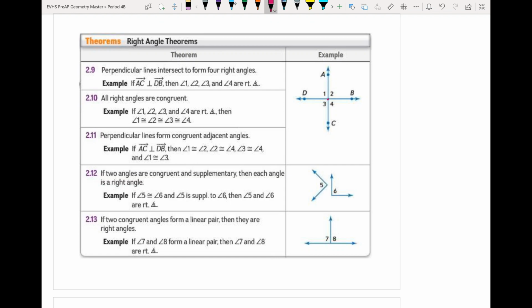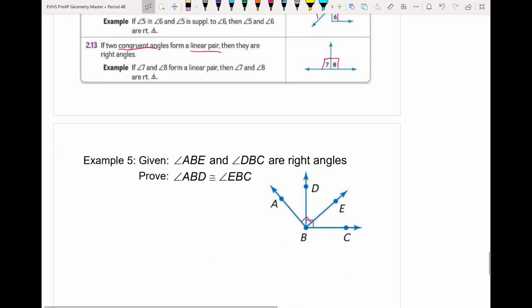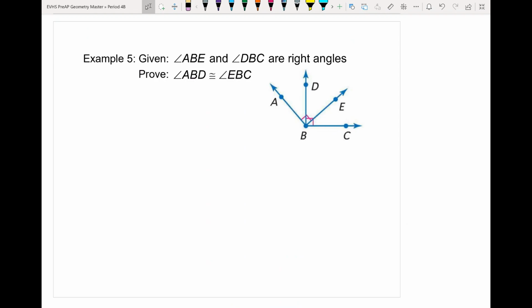Okay, if 2 angles are congruent and supplementary, then each angle is a right angle. So if angle 5 and angle 6 are supplementary and congruent, so they add to 180 and they're equal, they have to be right angles, because the only way to make that mathematics work out is for each of them to be 90 degrees. Also, if 2 congruent angles form a linear pair, then they are right angles. Notice that it says if 2 congruent angles form a linear pair. Very similar to 2.12 up here, because linear pairs are supplementary and they're congruent, once again meaning we have right angles. All right, let's do our last example, and then the lesson is yours.